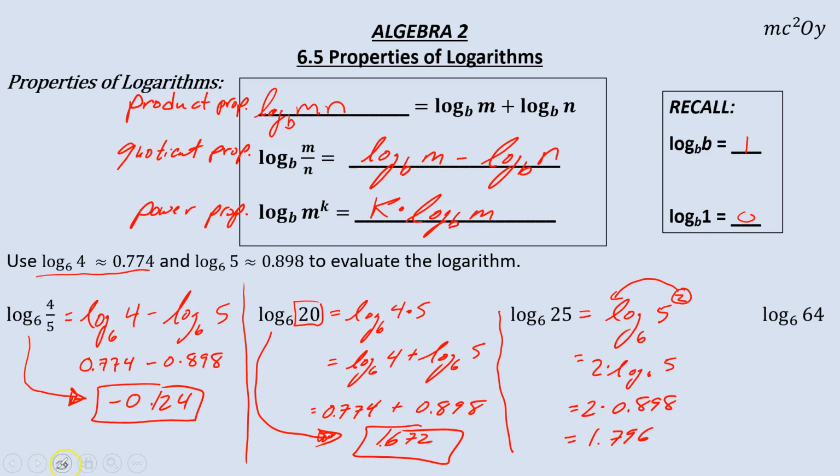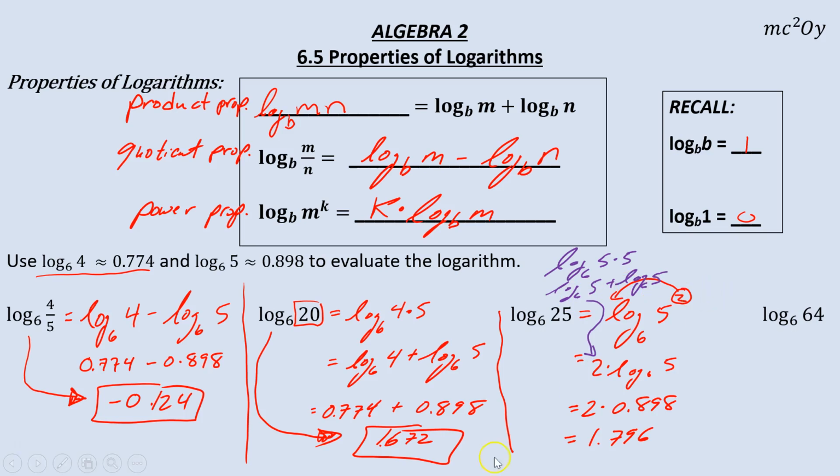Okay. The other thing you could have done there, if you wanted to, is think of it as log base 6 of 5 times 5, which would have been log base 6 of 5 plus log base 6 of 5. And notice you have 2 of those, so that ends up becoming this right here, because we have 2 of the same thing.